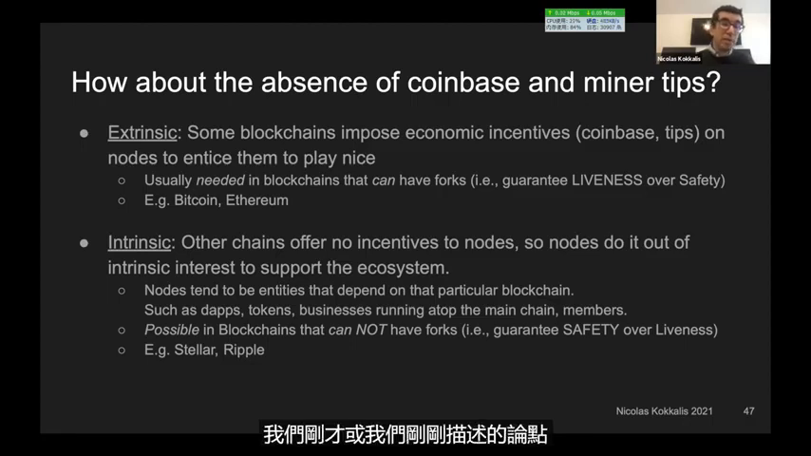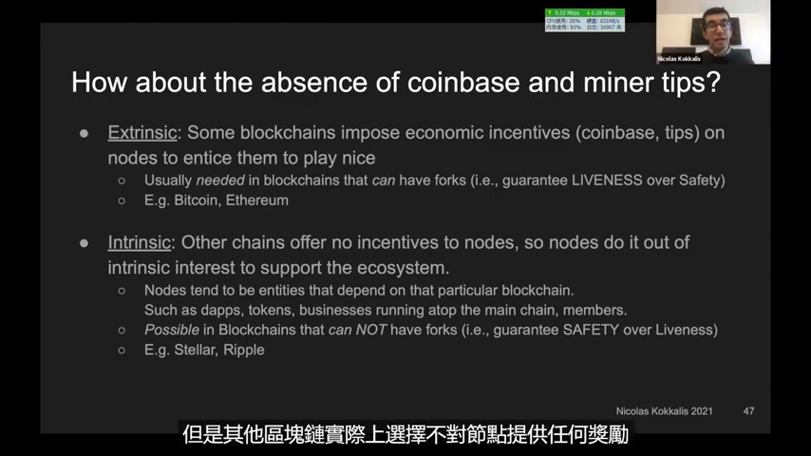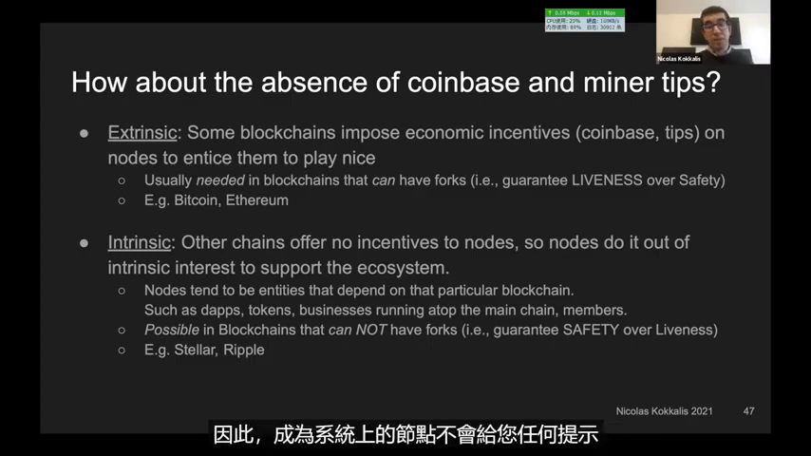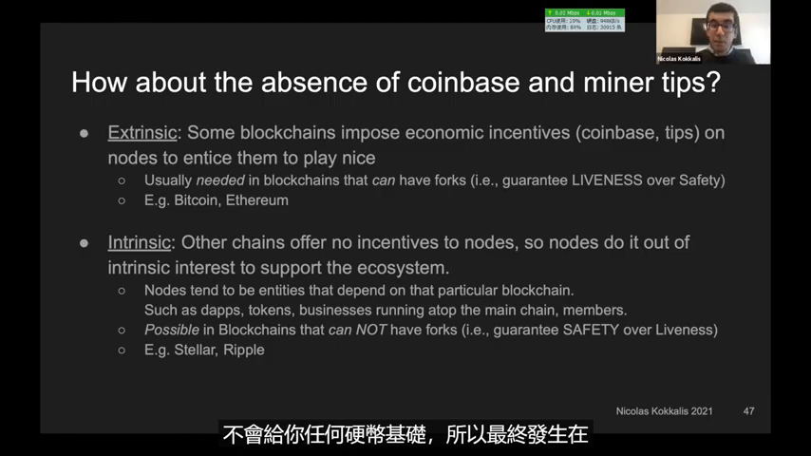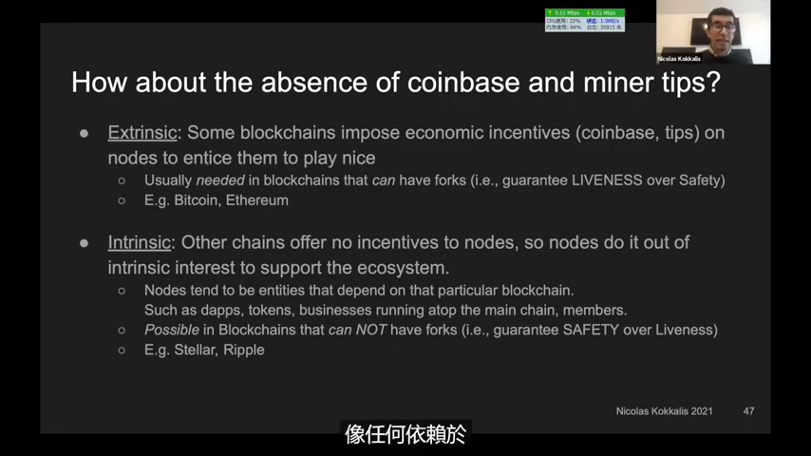The argument that we just described. But other blockchains actually opt to offer absolutely no incentives for nodes. So being a node on the system doesn't give you any tips, doesn't give you any Coinbase, nothing. What ends up happening in these situations is that the nodes who participate have an intrinsic interest to support the ecosystem. Like who could have an intrinsic interest?